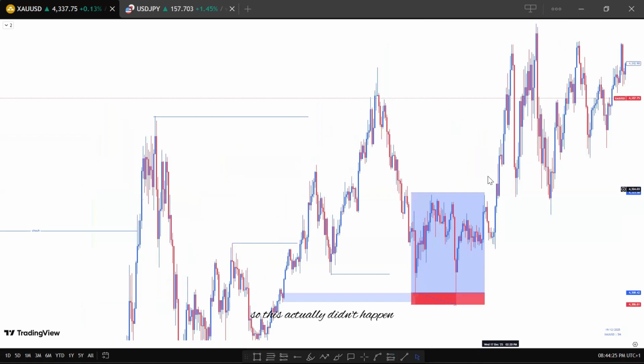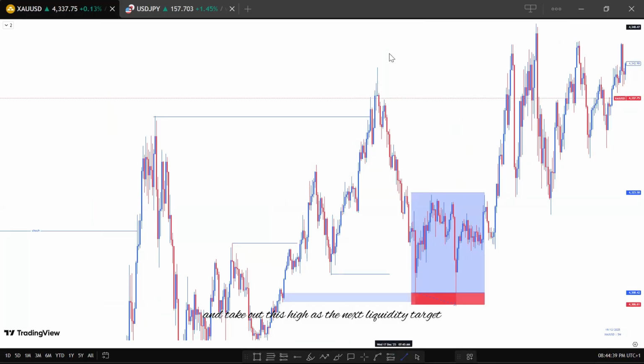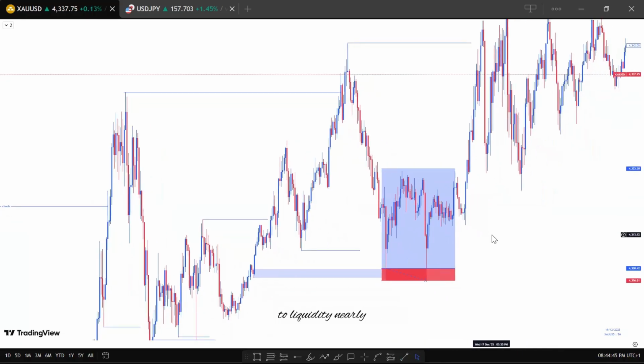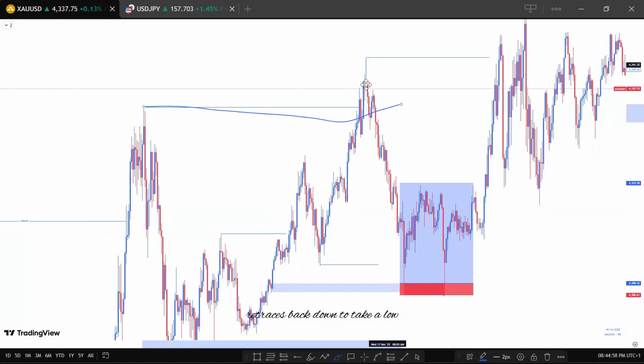So this is the next week, because immediately price takes this buy side liquidity, which is a break of structure after this change of market character. We expect price to still come and take out this high as the next liquidity target, because we all know that price moves from liquidity to liquidity. Daily price takes a high, price will go for another low to take that low, then go for another high. That is just the layman explanation of liquidity. Daily price will take a high, retrace back down to take a low. If price takes a low, the next liquidity target will be another high.